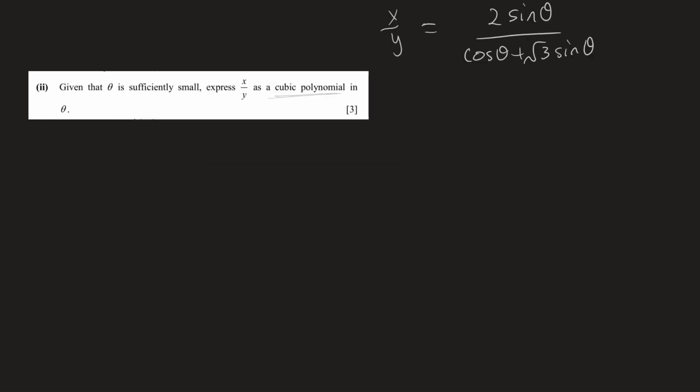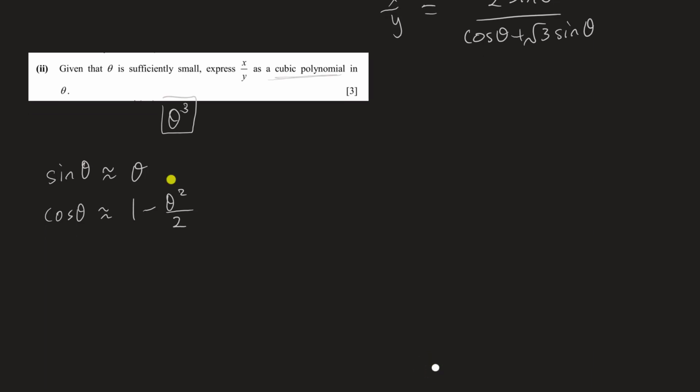So for part 2, given that theta is sufficiently small, express x over y as a cubic polynomial in theta. So we've got to expand all the way until theta cube. Everything that has theta cube is important. So first of all, let's recall our small angle approximation here. Sine theta approximately equals theta, cosine theta approximates to 1 minus theta square over 2. However, because they want to go until theta cube, the next item here is actually a theta power 4, so there's no need for that. For sine theta, you actually have to have the next term because that has a theta cube in it. So you will need this minus theta cube over 3 factorial, 6.